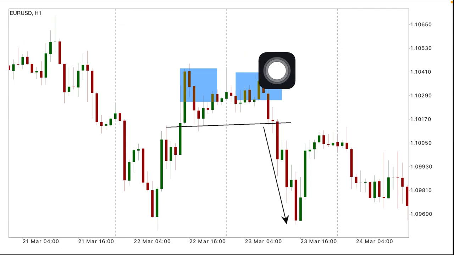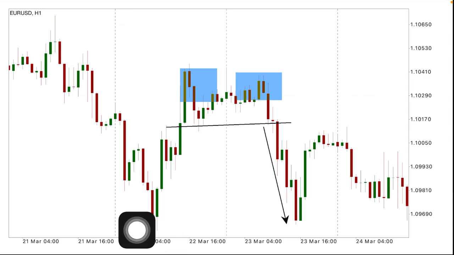So this is like a double top, but in accordance, not just your usual double top. But you are trading a double top in relationship with the previous day's high, or you are trading a double bottom in relationship with the previous day's low. I don't know if you understand.